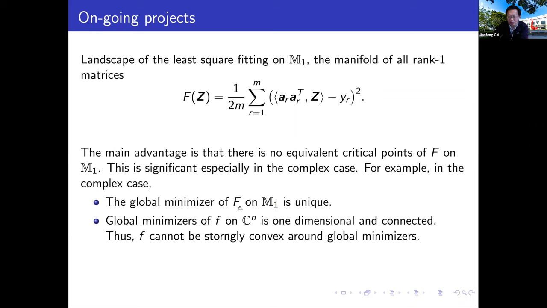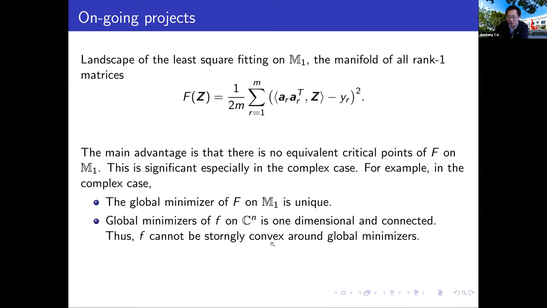Right? This is quite different from those non-convex optimizations on R^n or C^n, because there the global minimum is unique, but the global minimizer is non-unique. But now on the manifold, the global minimizer will be unique. And this is especially good in the complex case, because there the global minimizer of this little f is just one-dimensional and connected, right?